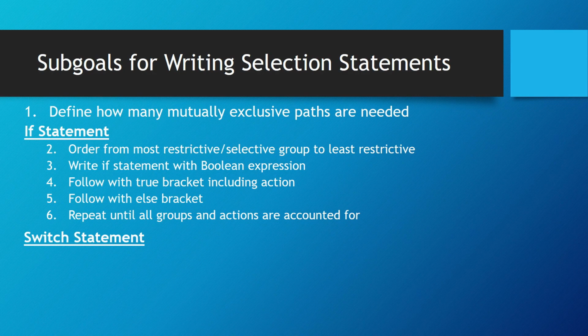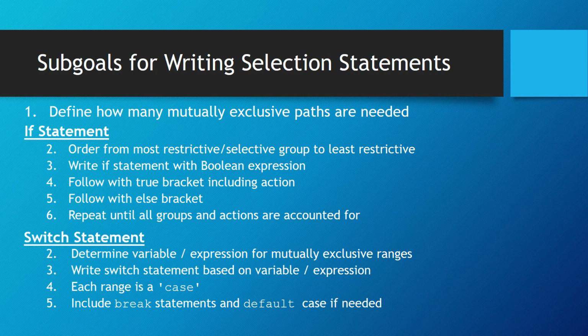If you're using a switch statement, after you determine the number of mutually exclusive paths, you then determine the variable or expression for mutually exclusive ranges. Next, write a switch statement based on the variable or expression. Each range is a case. And finally, include break statements and default case if needed.